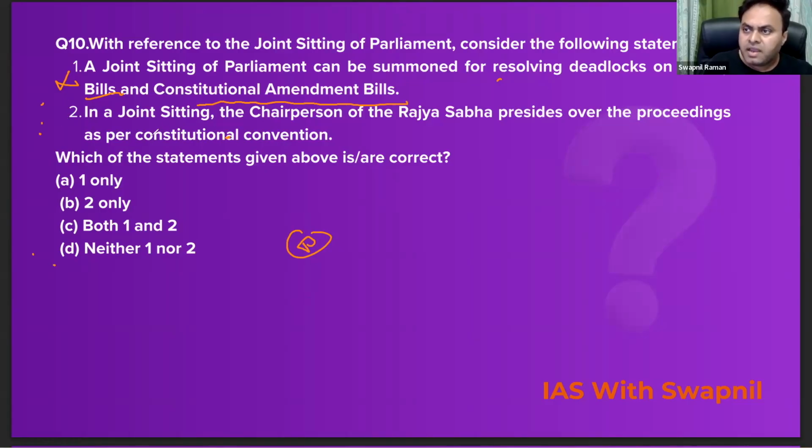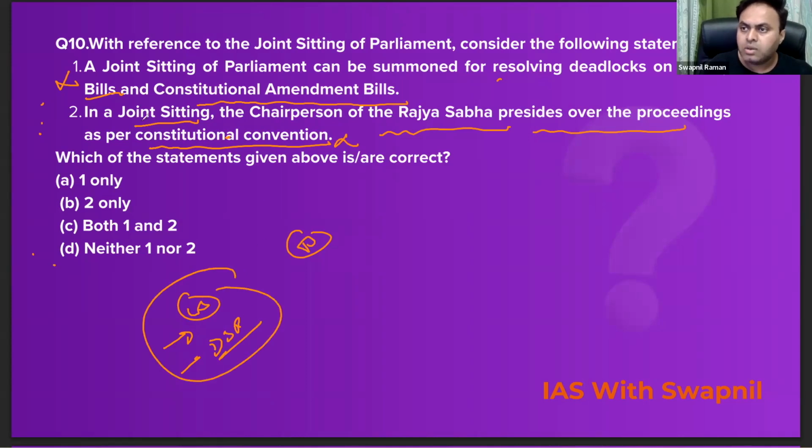Second statement is in a joint sitting the chairperson of the Rajya Sabha presides over the proceedings as per the constitutional convention. No, that's not correct. It is presided over by the Speaker of Lok Sabha. And in case the speaker is absent, then the Deputy Speaker of Lok Sabha. Is that understood? So both these statements are incorrect here. Which of these statements given above is correct? So neither one nor two. D for Delhi would be the correct answer, right?